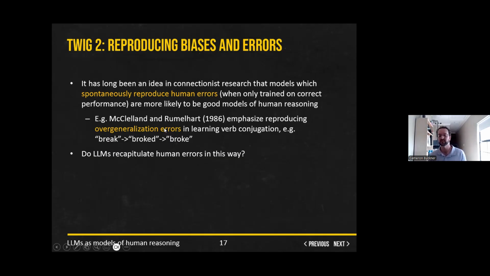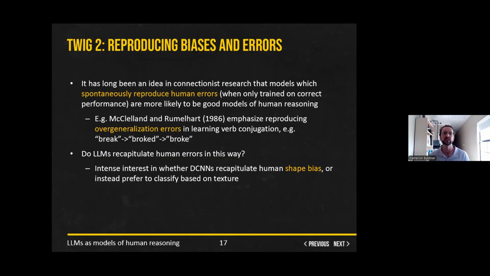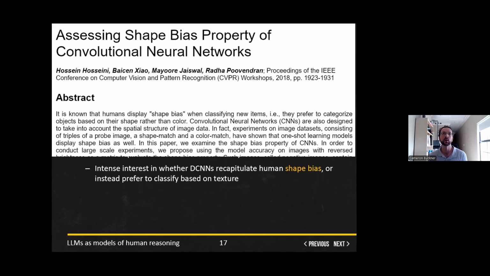And so they argued that was a good reason to believe these were models that were learning verb conjugation in the way that human children do. And so we might ask, do large language models recapitulate human errors spontaneously in this way? There's been a lot of interest in the past for vision models, right? So these are models that are meant to classify, say, high dimensional images in the same way that humans do. Cognitive scientists have asked, for example, do they have a shape bias as opposed to, say, a texture bias or a color bias? It seems like humans and animals have a shape bias. They tend to group objects together into categories based on shape rather than color or texture. And some deep convolutional neural networks appear to have a texture or a color bias instead. And so you might say, oh, that looks like they're not doing the same intermediate processes that we are.